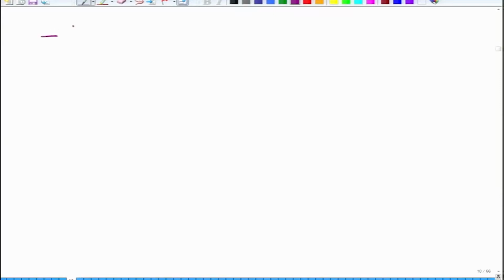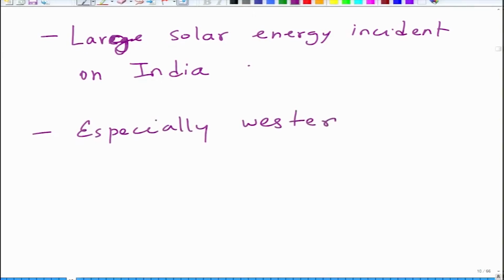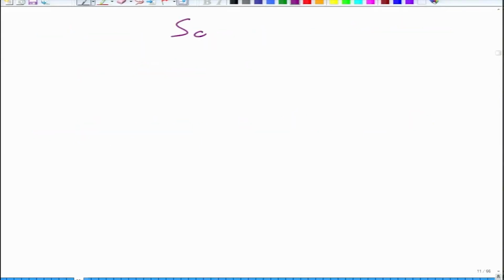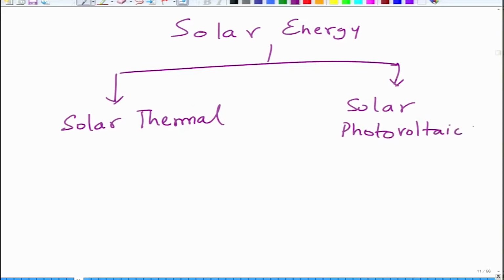So basically we can say that there is large solar energy incident on India, especially the western part of the country, and this is where solar energy can be useful. So solar energy is essentially useful in two contexts. The first context is solar thermal, and the second is solar photovoltaics, and it is this solar photovoltaics that we will study in this course.